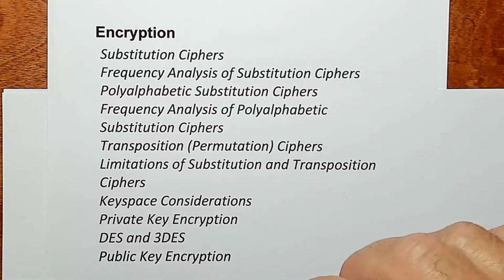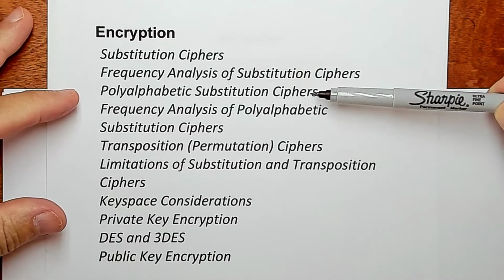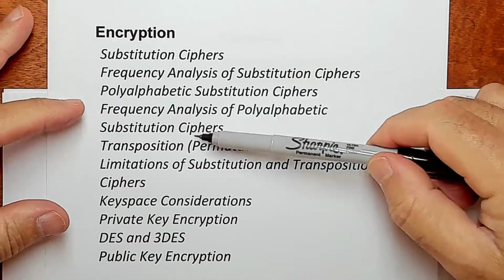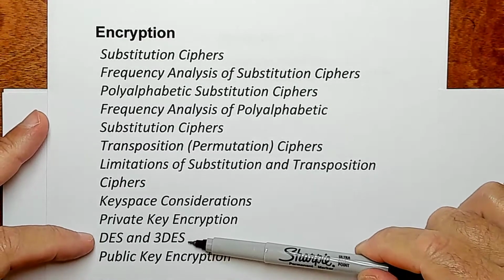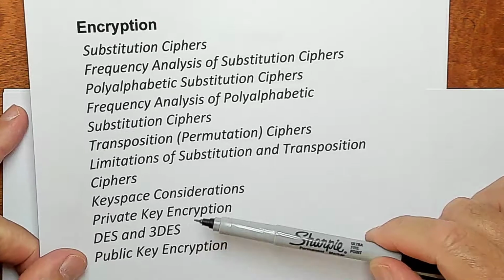Welcome back. Let's talk about encryption. Substitution ciphers, frequency analysis, polyalphabetic ciphers, and so forth. And we'll round up with some standard forms of encryption that are used today.